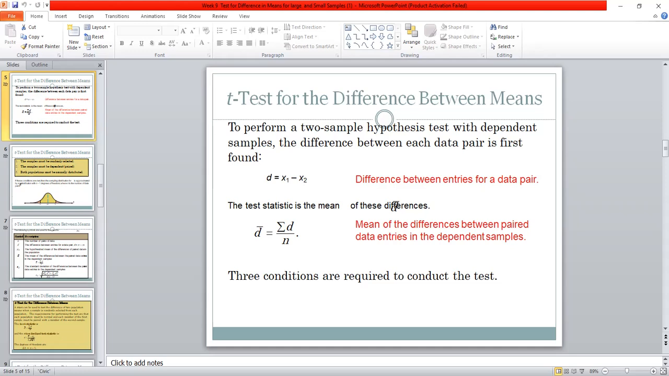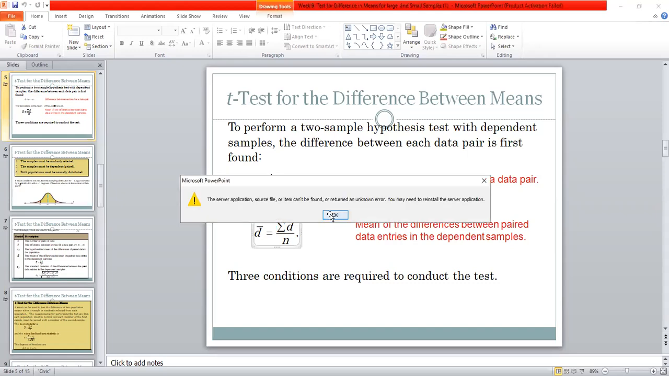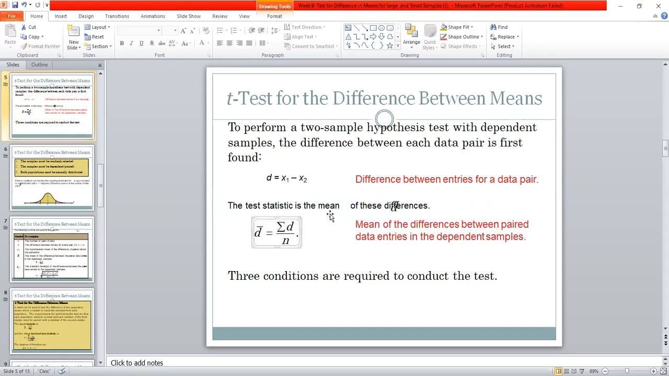Then now, this is where the difference comes in. Let mu D, small d subscript, be the difference between the means. Let mu D be the difference between the means. Mu D. Writing mu here wastes a lot of time. Let mu D be the difference between the means.